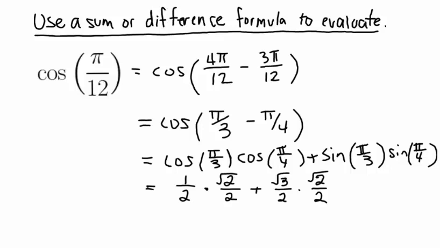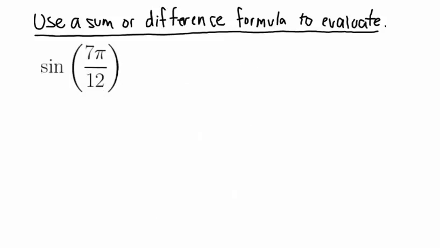Filling in these values, we get 1/2 times root 2 over 2 plus root 3 over 2 times root 2 over 2. And we can simplify this just a little bit. This is going to come out as square root of 2 plus square root of 6 all over 4. Let's do one more evaluation. Let's try sine of 7 pi by 12.